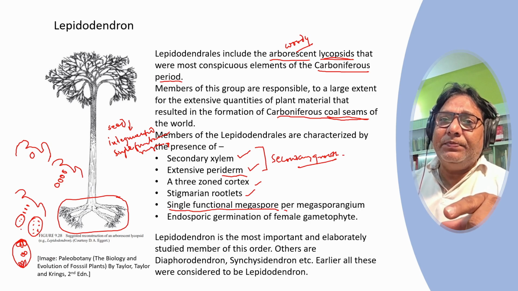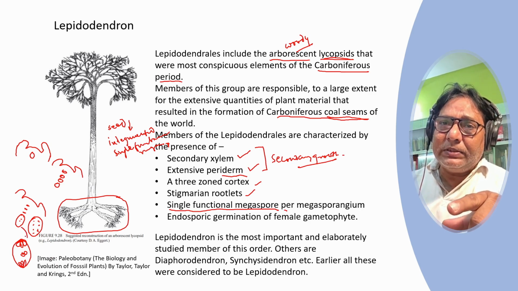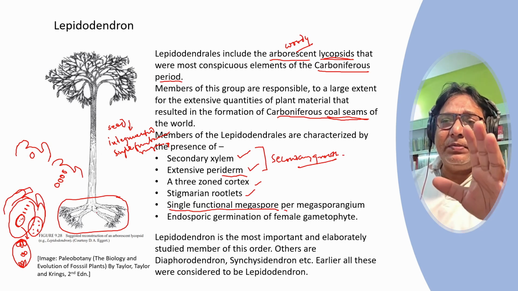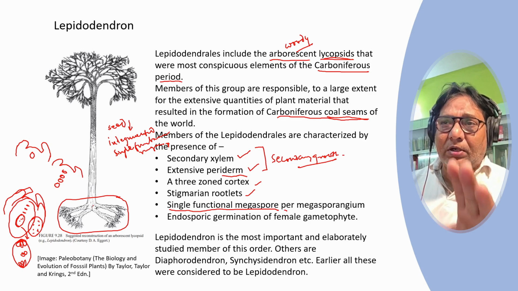So this has been formed by a single functional megaspore. This is the sporangial structure actually. The sporangium contains a single functional megaspore, and that is integumented. This is what a seed is about, isn't it? So this is the structure of a seed. Seed is defined by these terms.